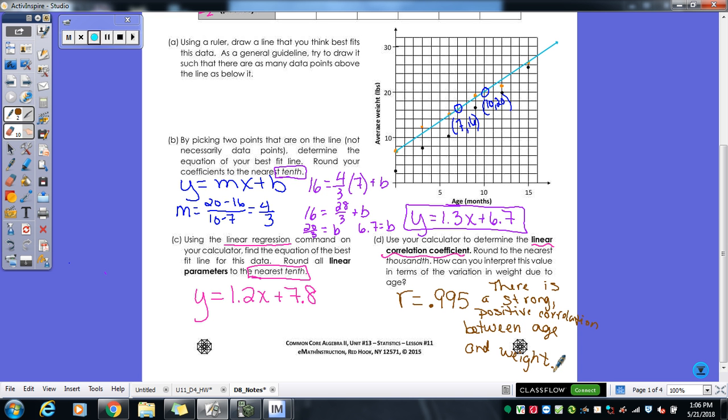So as I was saying, even if it's like -0.995, that just means there's a strong negative correlation between the two things. But because it's close to -1, it would be a strong relationship. The closer it is to 0, the weaker the relationship is.